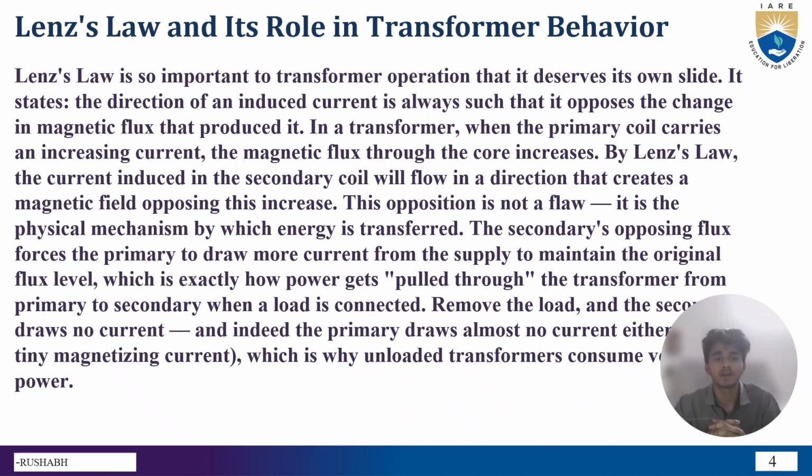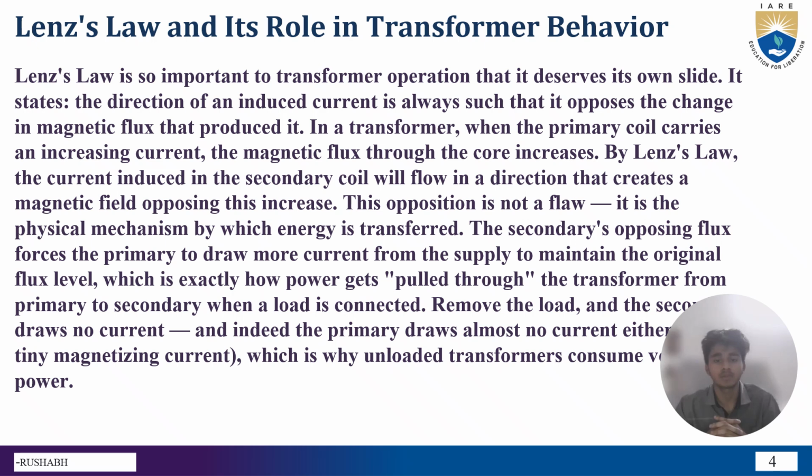In this slide, we are going to learn about Lenz's law and its role in transformer behavior. Lenz's law is so important to transformer operation that it deserves its own slide. It states that the direction of an induced current is always such that it opposes the change in magnetic flux that produces it. In a transformer, when a primary coil carries an increasing current, the magnetic flux through the coil increases. By Lenz's law, the current induced in a secondary coil will flow in a direction that creates a magnetic field opposing this increase. This opposition is not a flaw. It is the physical mechanism by which energy is transferred.